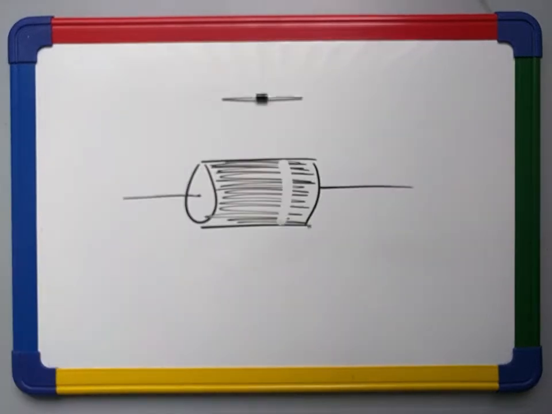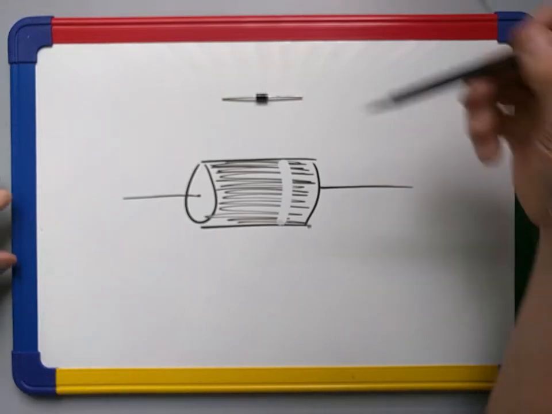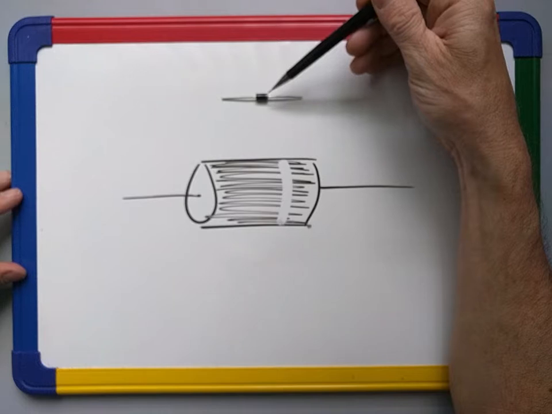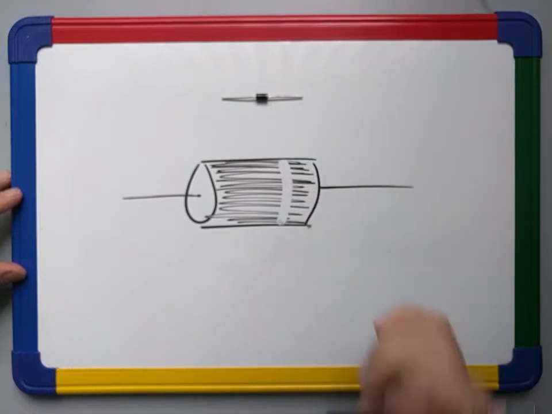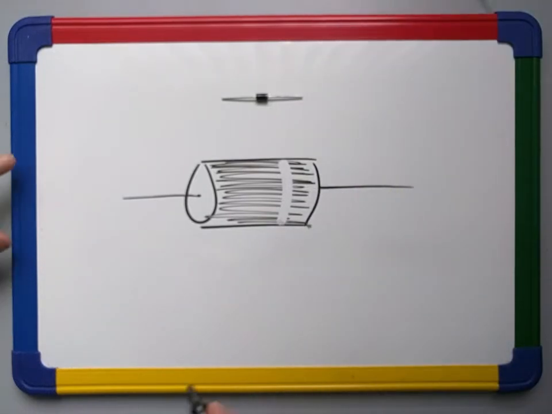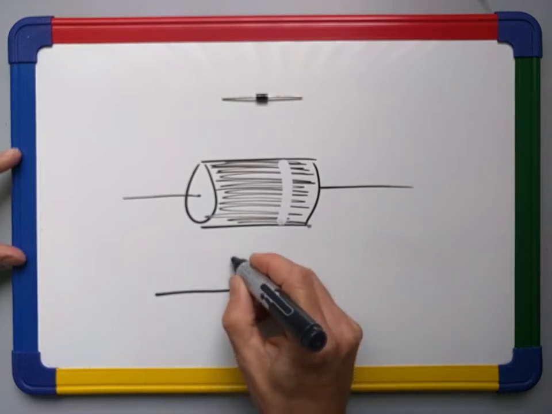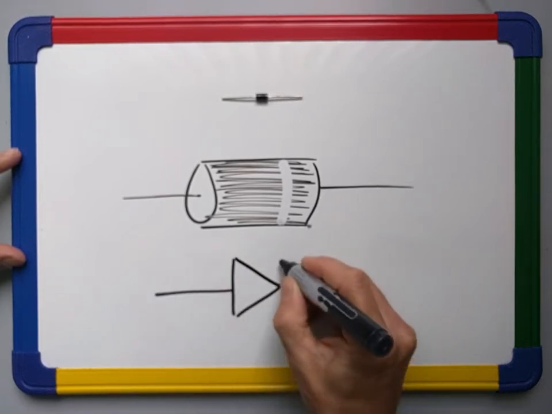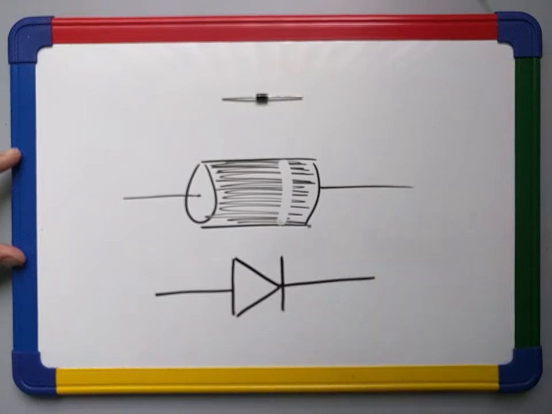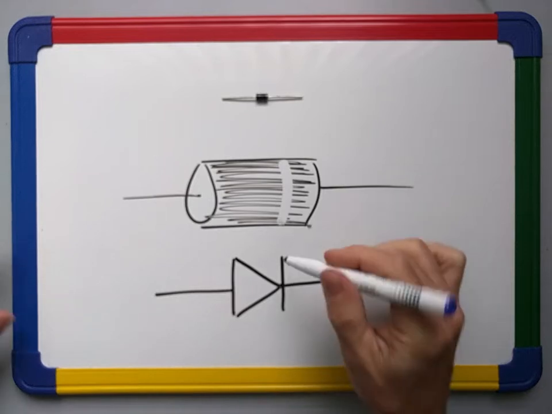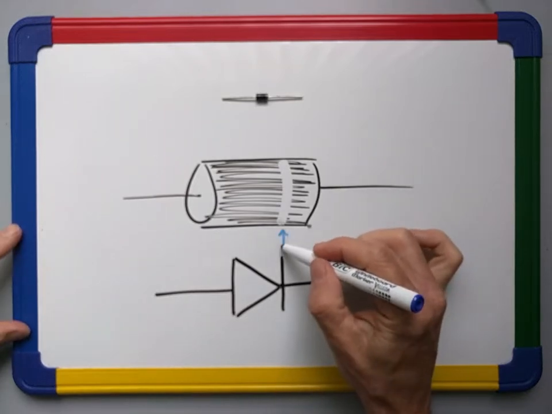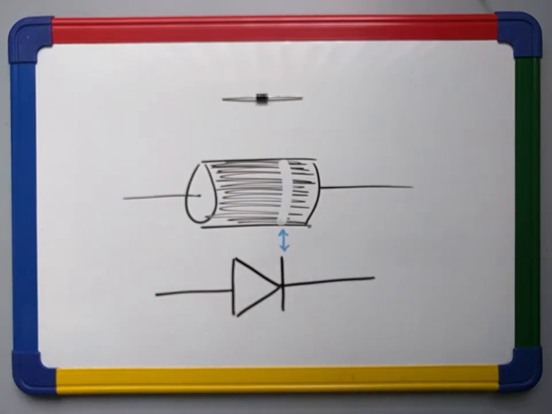So the diode looks something like this, with a stripe at one end. We can see the stripe here on this diode, silver stripe at this end. We don't draw our electronic components as they look, we use symbols for them. So the symbol for this diode is an arrowhead with a line at the end, and the line matches up with the stripe, because the stripe is telling us which way round the diode goes.